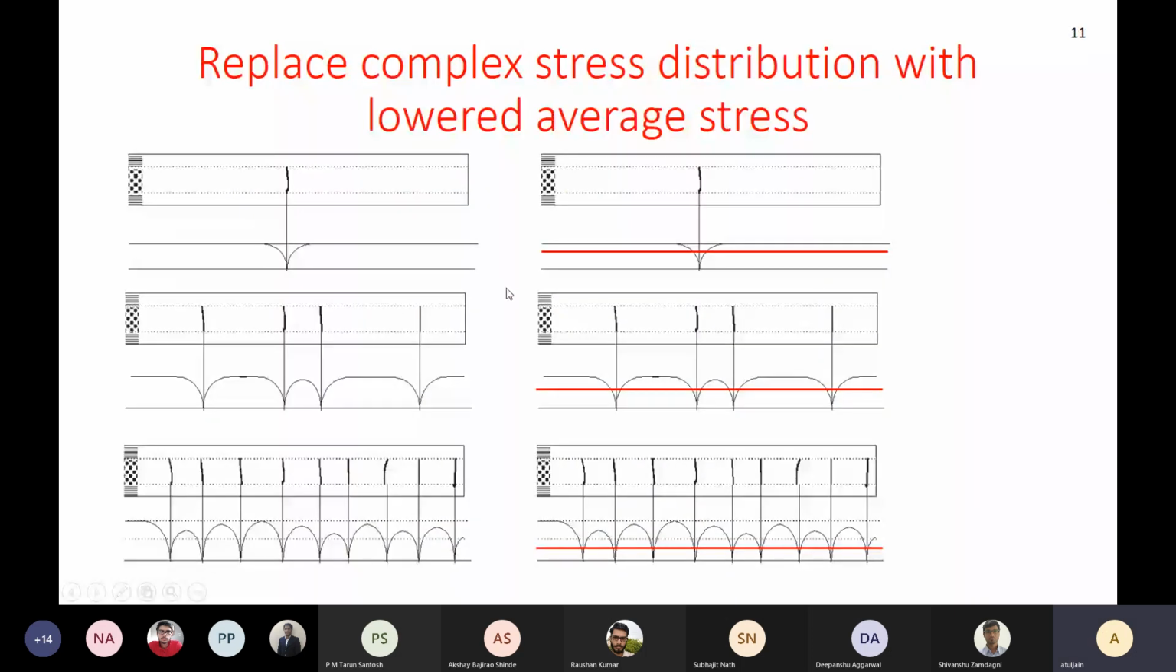The red line, let's say, is the average. Initially, it was the solid line. One crack, it comes here. Two cracks, it comes here. Three cracks, it comes even down. So the practice is that we will replace the complex stress distribution with a lowered average stress. And lowered average stress in the 90-degree ply means that the stiffness in the 90-degree ply has been reduced.